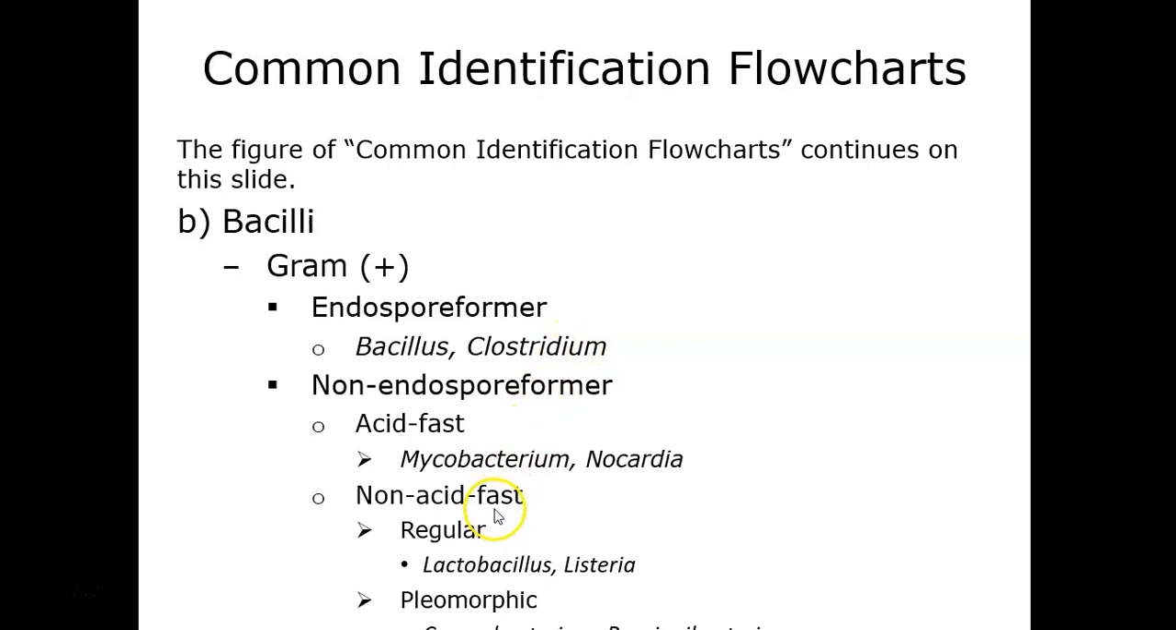If they're non-endospore formers, then we need to understand, are they acid fast? Do they have that waxy cell wall made of mycolic acid? So that would be things like Mycobacterium. And remember that with the acid fast stain, any of the acid fast cells are going to turn that pinkish purple color.